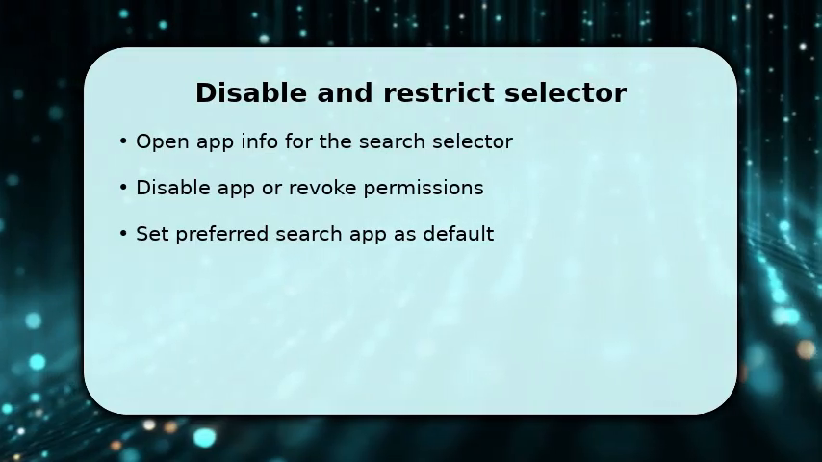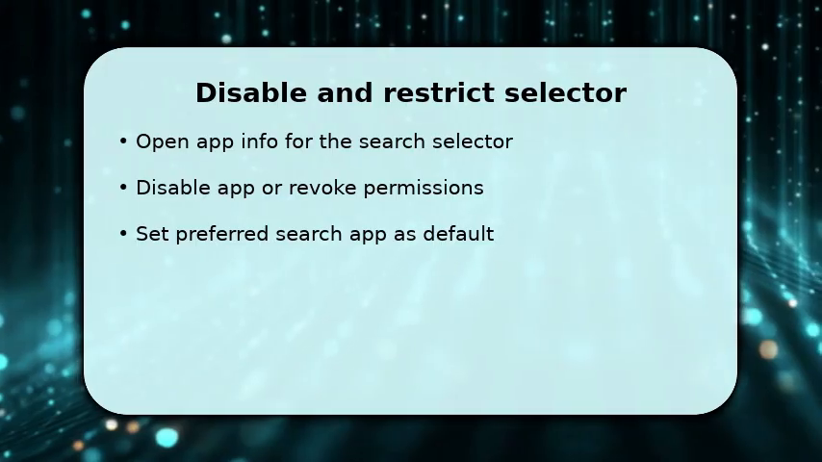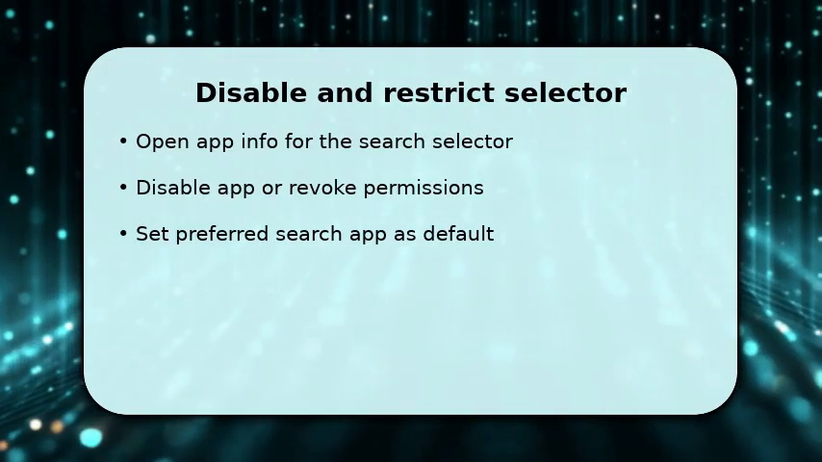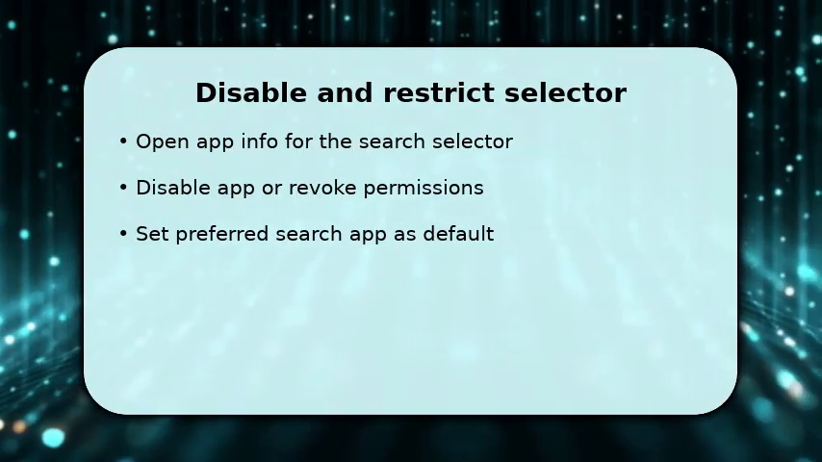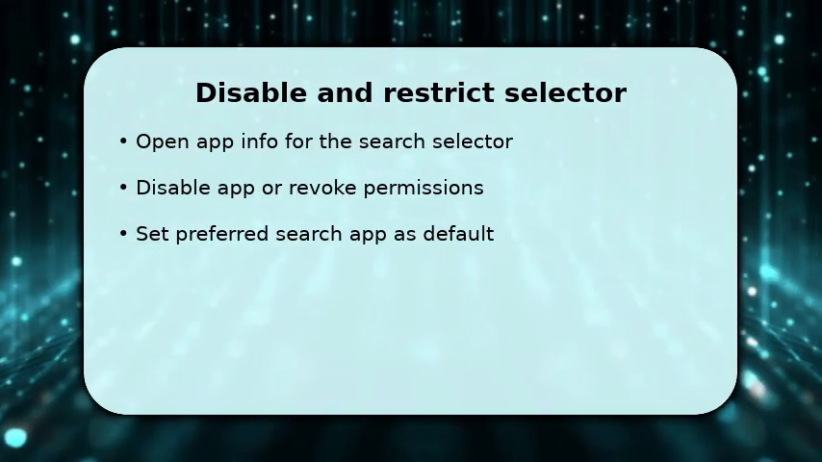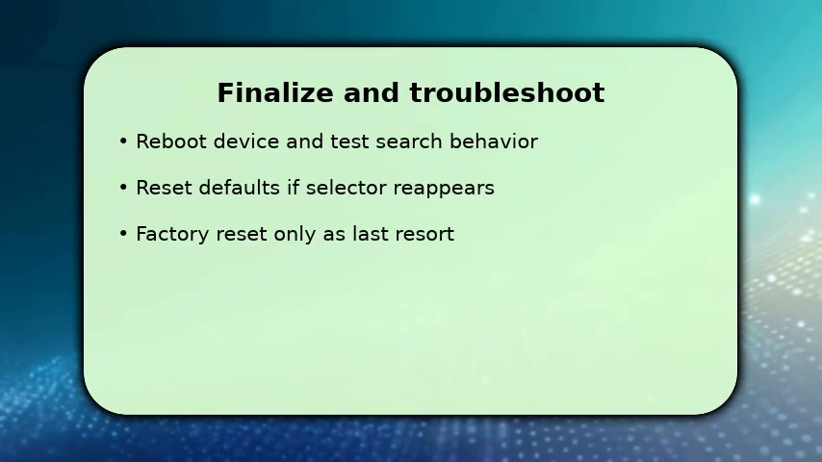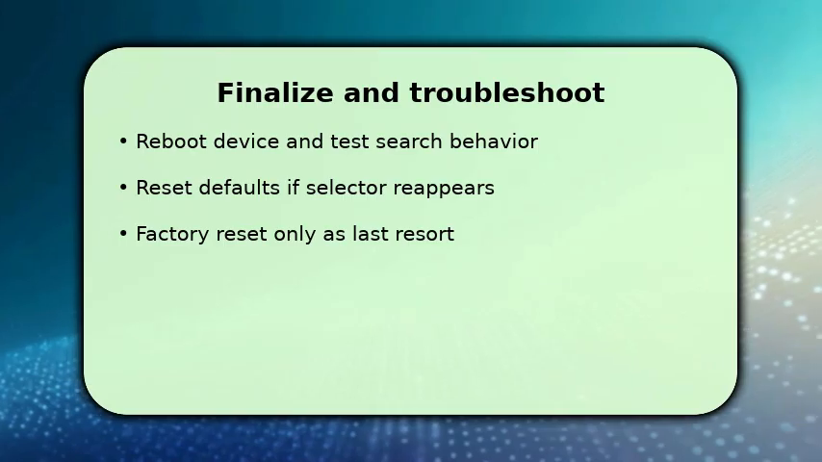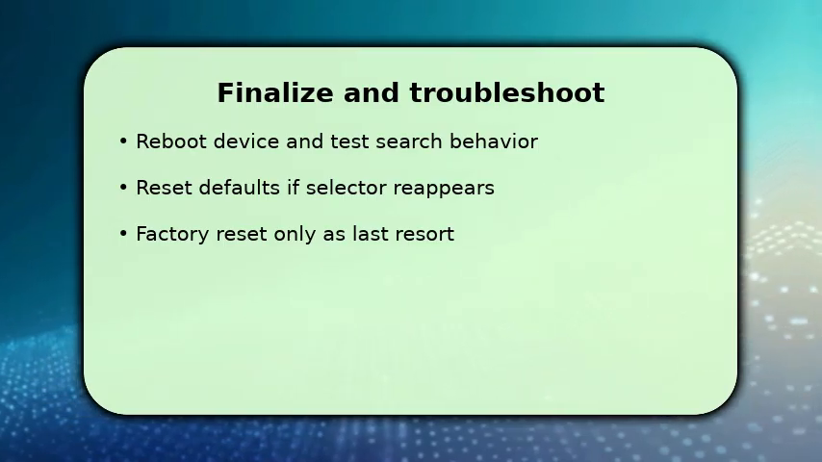Then explicitly set your preferred browser or assistant as the default search app in default apps. This sequence ensures the selector relinquishes control, reducing prompts and unexpected switches. To finish, reboot the phone and test search actions from home screen, browser address bar, and voice input to confirm the selector no longer interrupts.